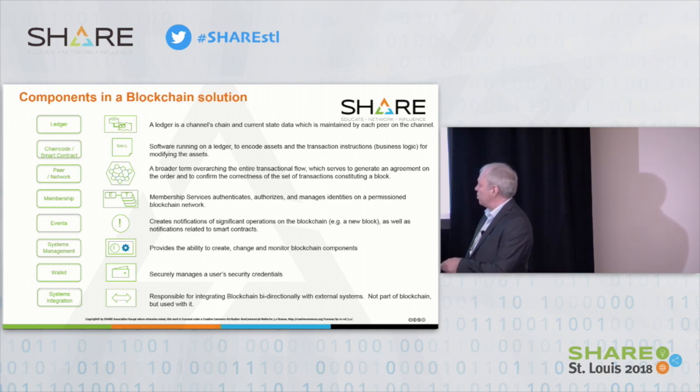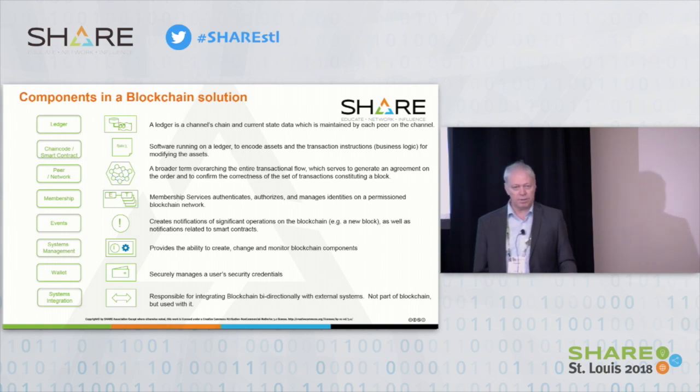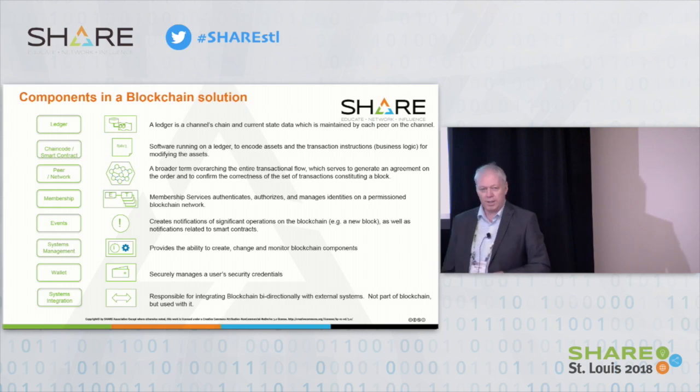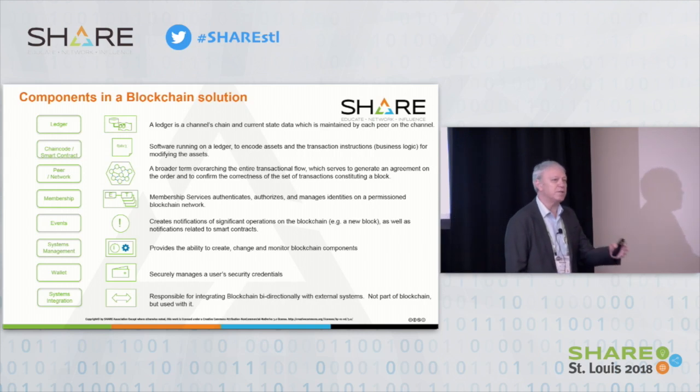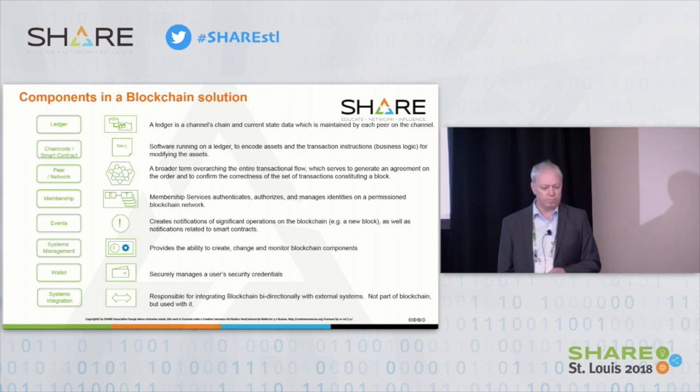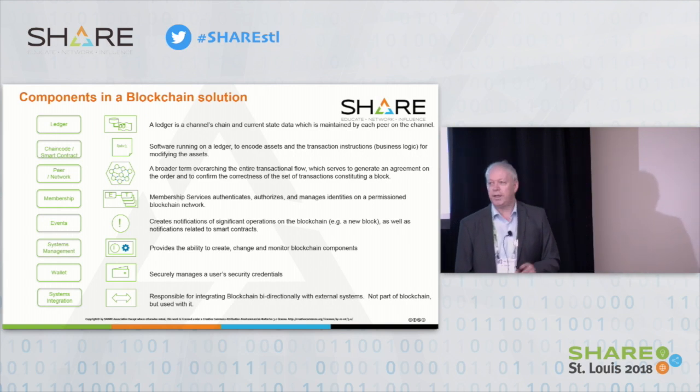System management: create, change, and monitor blockchain components. So these are components that are used or necessary to build and manage a blockchain by itself. The wallet as a user's security credentials, and the system integration with the APIs that allows us to interface with existing systems of record, with existing transactional systems, databases, whatever. Any questions here?